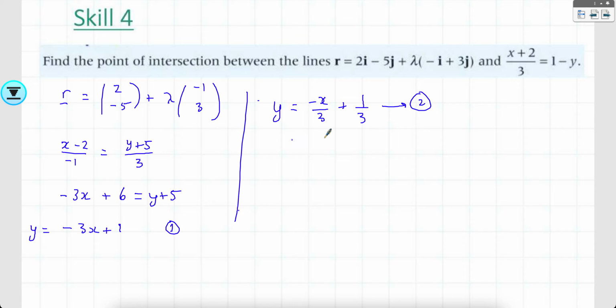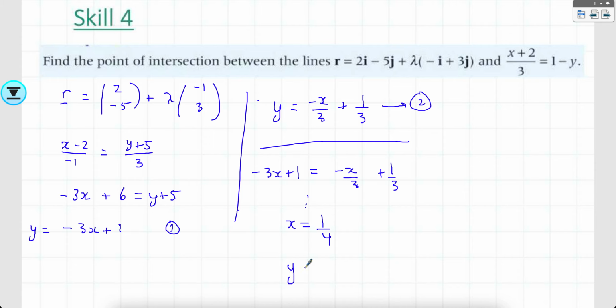Once I have that, this is my second equation. So I have 2 equations, and I can make them equal to each other to find my x value, for example. So I have -3x + 1 equals -x over 3 plus 1 over 3. I'll solve it, simplify it, make x the subject. I'm skipping some of the algebra here. You end up with x equals 1 over 4. Once x is equal to 1 over 4, replace it in either of these two, and you get y equals 1 over 4.